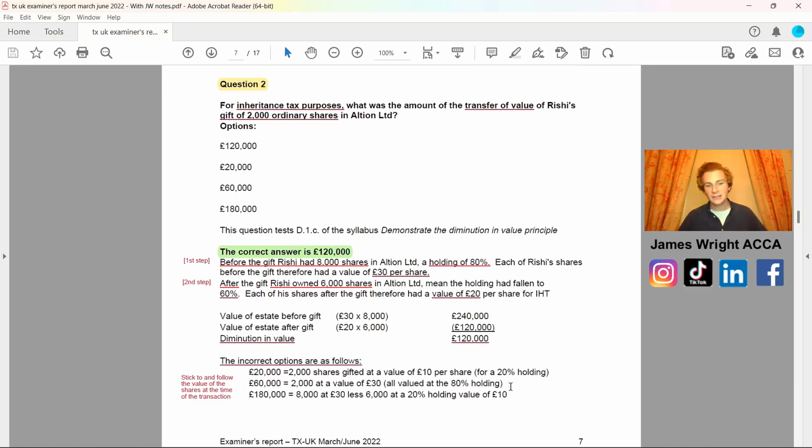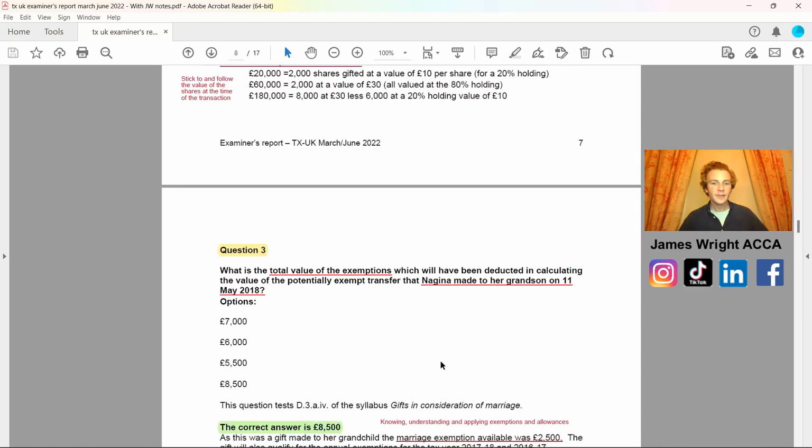giving us also some other examples of where students may have got it wrong on there. So some students calculated the 2,000 shares at a value of £10, which was incorrect, but you can see where they would have picked that up from. They've calculated it based on the 2,000 shares that were gifted rather than the value of the estate changing. That is the key thing. So stick and follow to the value of the shares at the time of the transaction as a whole. That's the key thing on there.